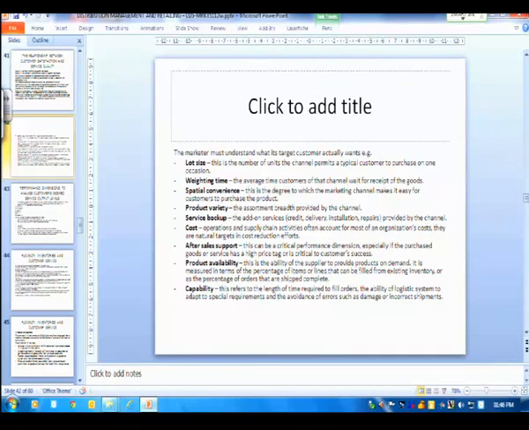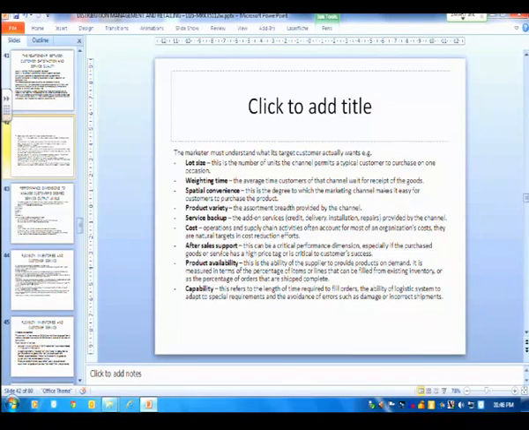The marketer must understand what its target customer actually wants. One, lot size. This is the number of units the channel permits a typical customer to purchase on one occasion. And then waiting time. The average time customers of that channel wait for receipt of the goods.